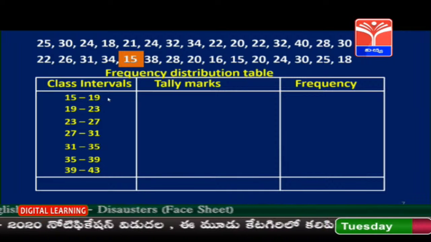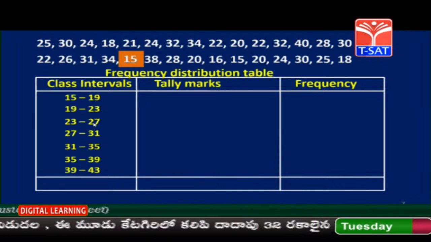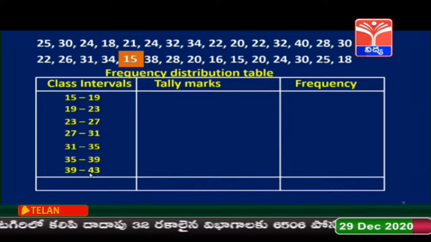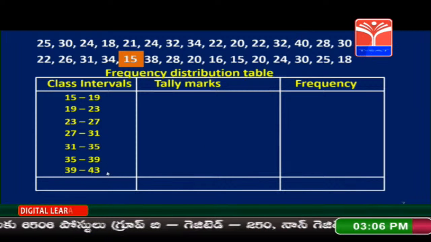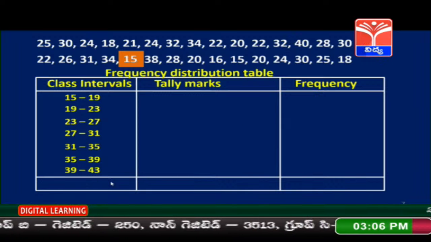Children, here we are getting 7 classes, 1, 2, 3, 4, 5, 6, 7 and the highest value must come in the last class. Are you able to get this 40? Yes. Now, what to do?